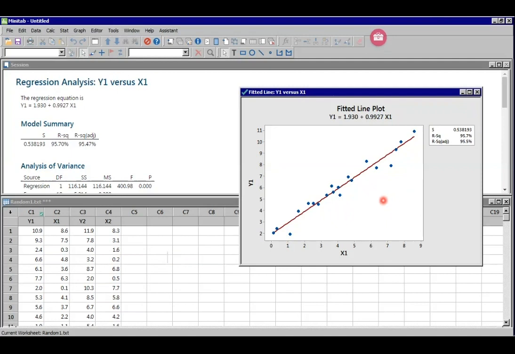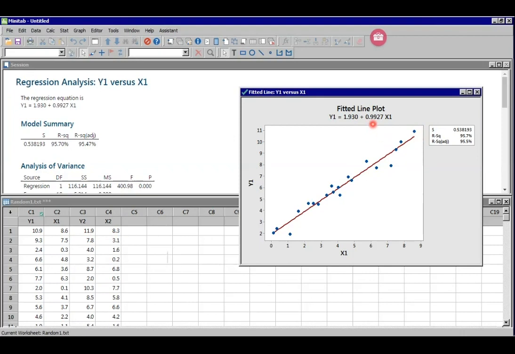So here's a scatter plot of an example data set. I have 20 observations of y1 and x1, and I fit a simple linear regression model to the data. That's the red line through the data here, and it has the equation given up here. 1.930 is the intercept, 0.9927 is the slope. Let's think about the first observation, y1 equals 10.9, x1 equals 8.6. That's this observation up here in the top right corner.